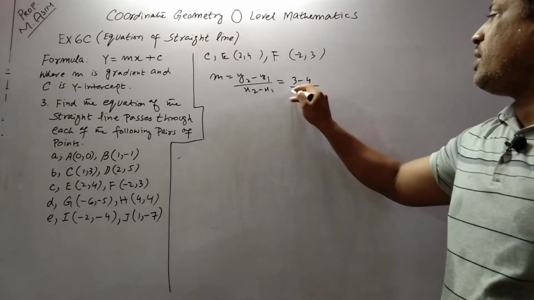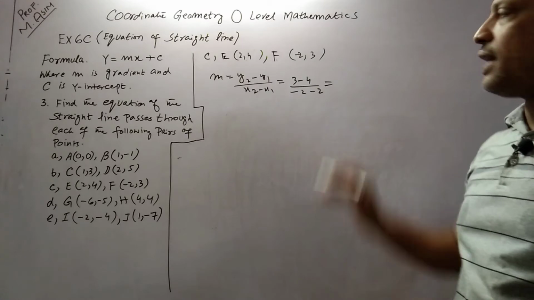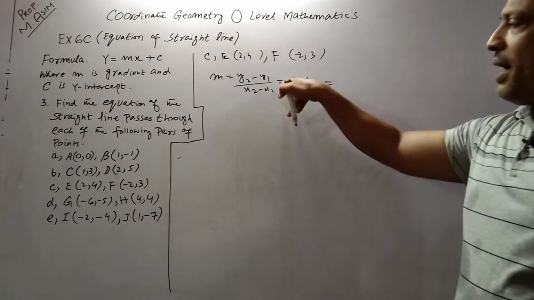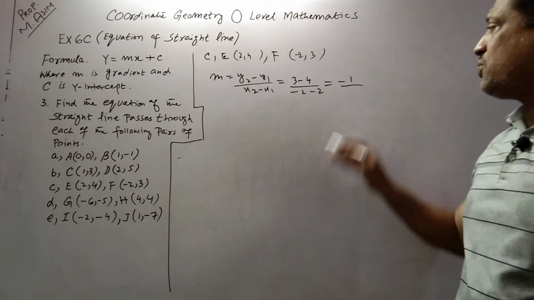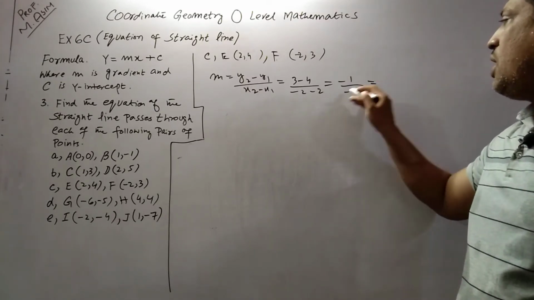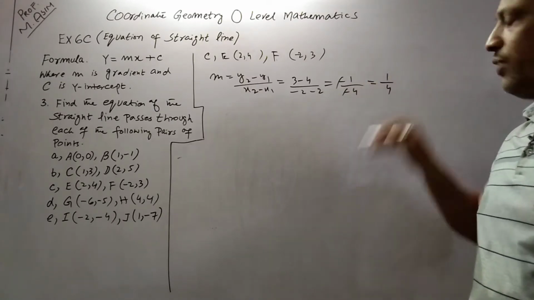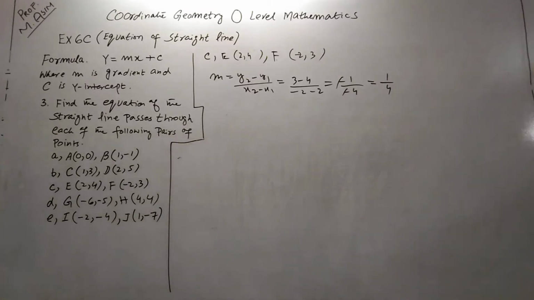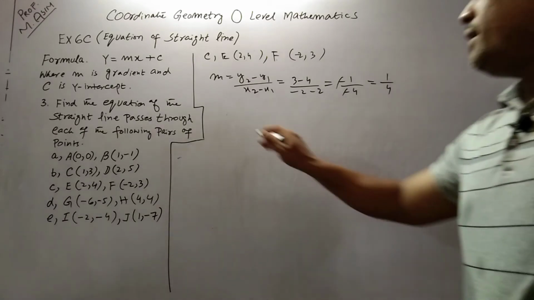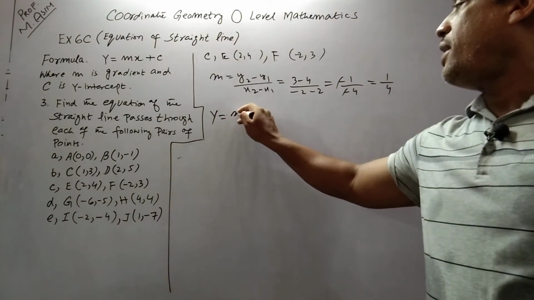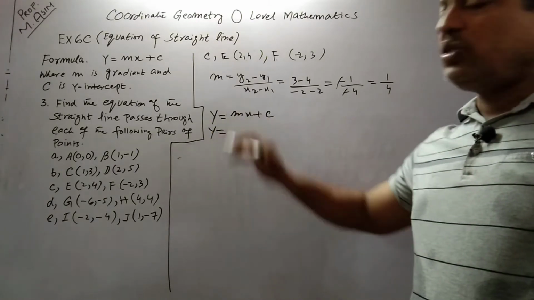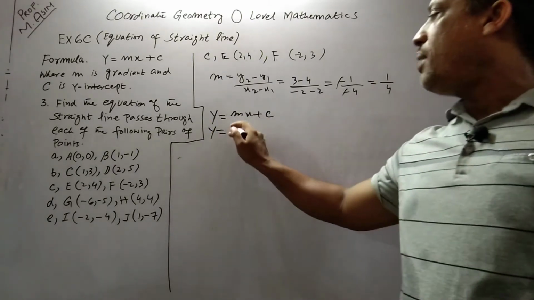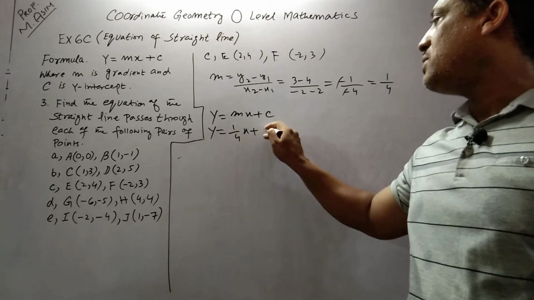Again, y2 minus y1 upon x2 minus x1. 3 minus 4 is what? Minus 1. Minus 2 minus 2 is what? Minus 4. Minus cancels minus, answer is 1 upon 4. So this is the value of m, 1 upon 4. Write down the equation of a straight line, y = mx + c. What is the value of m? 1 upon 4, y = (1/4)x + c.